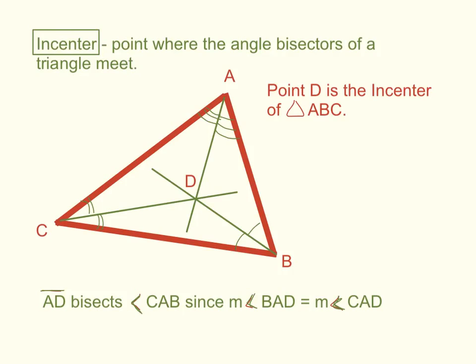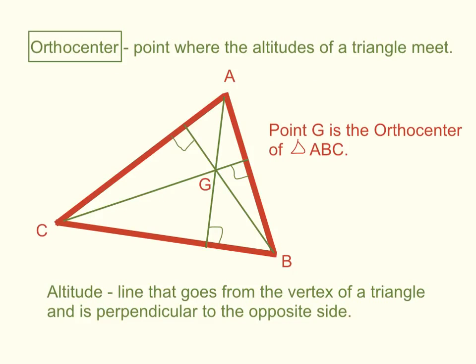And finally, the orthocenter. The orthocenter is the point where the altitudes of a triangle meet. And an altitude is a line that goes from the vertex of a triangle. Here's the vertex of the triangle, and it is perpendicular to the other side. And in this case, point G, therefore, is going to be the orthocenter of triangle ABC.